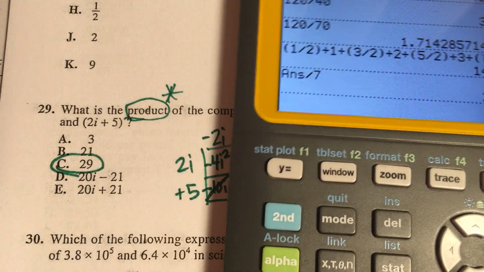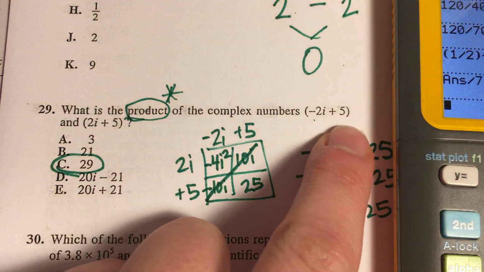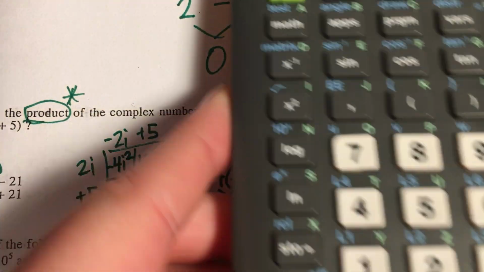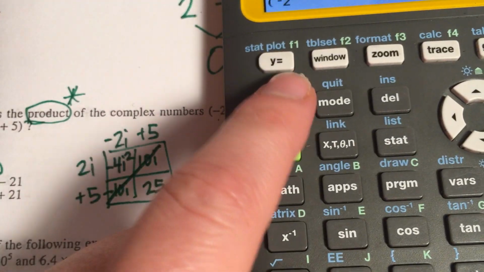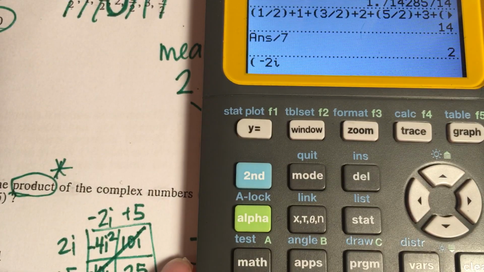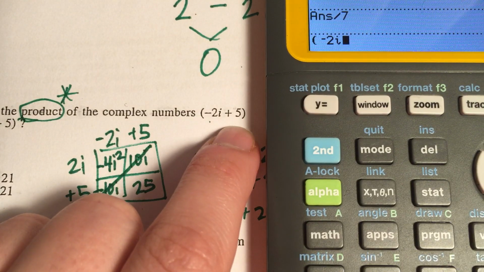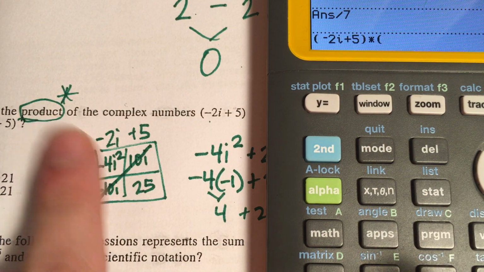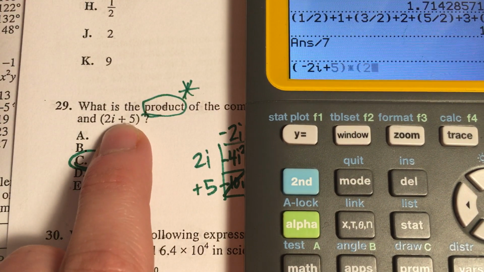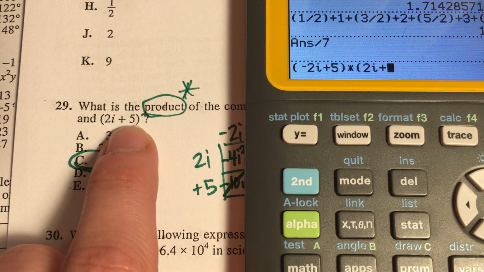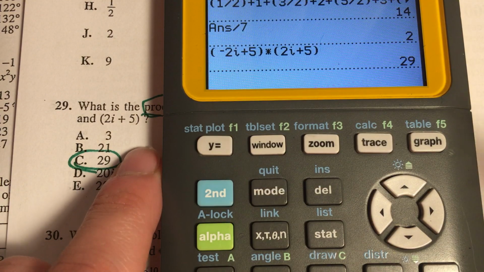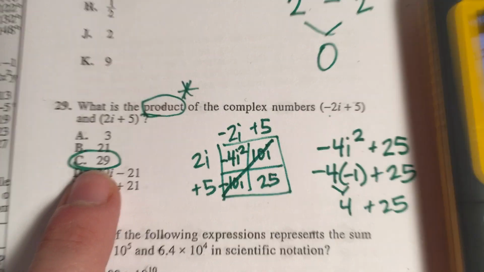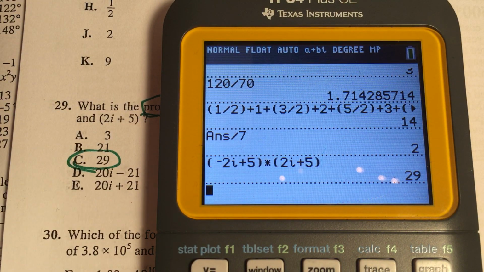And then we want to multiply these things together. So I want this one here. So I'm going to do parentheses negative 2, and then I want to get the i, which is down here, and that's blue. So I'm going to press the blue button and then the i. I can see that that i comes up on the screen. So 2i plus 5. And then product means multiply. So I can put the multiplication here. And then I want to multiply times this. 2i plus 5. Press enter. I can see they gave me the same answer, 29. So if I feel comfortable, I can do it with the box method, or I can use my calculator. Both will give me the same answers.